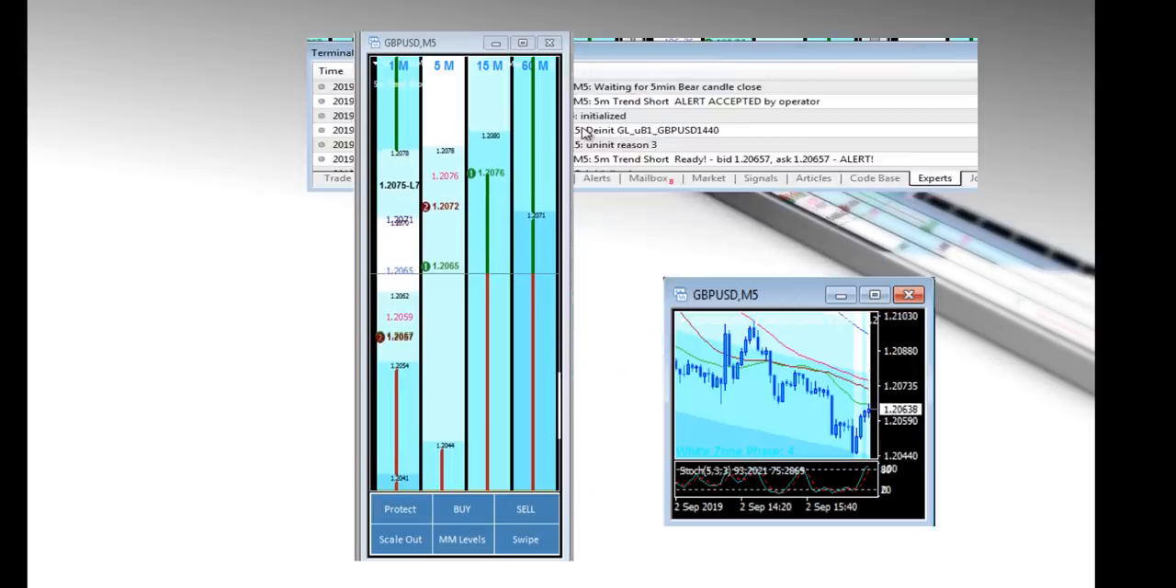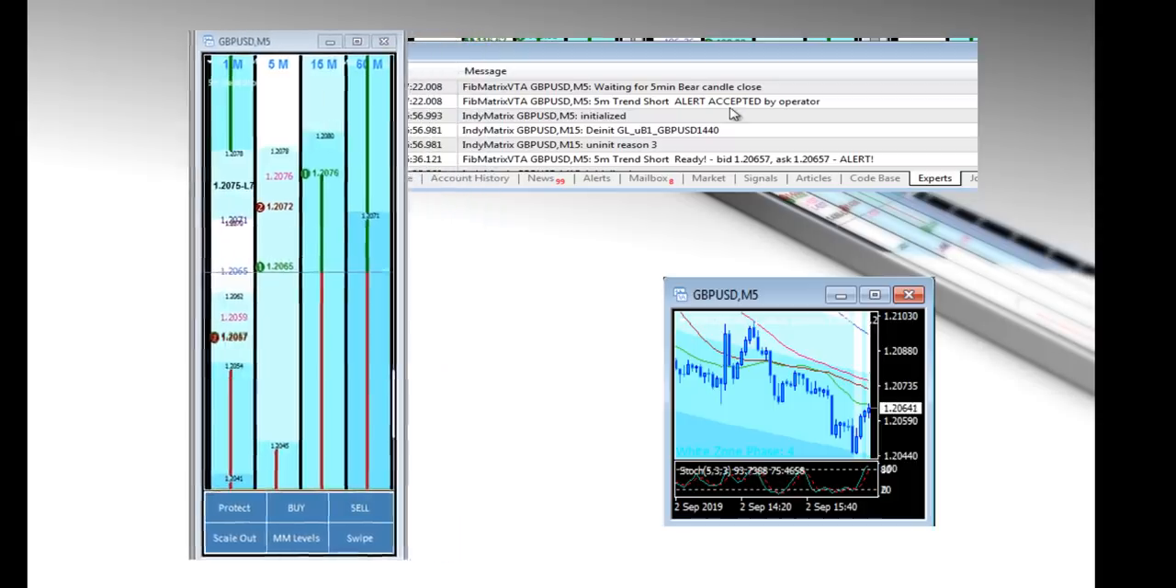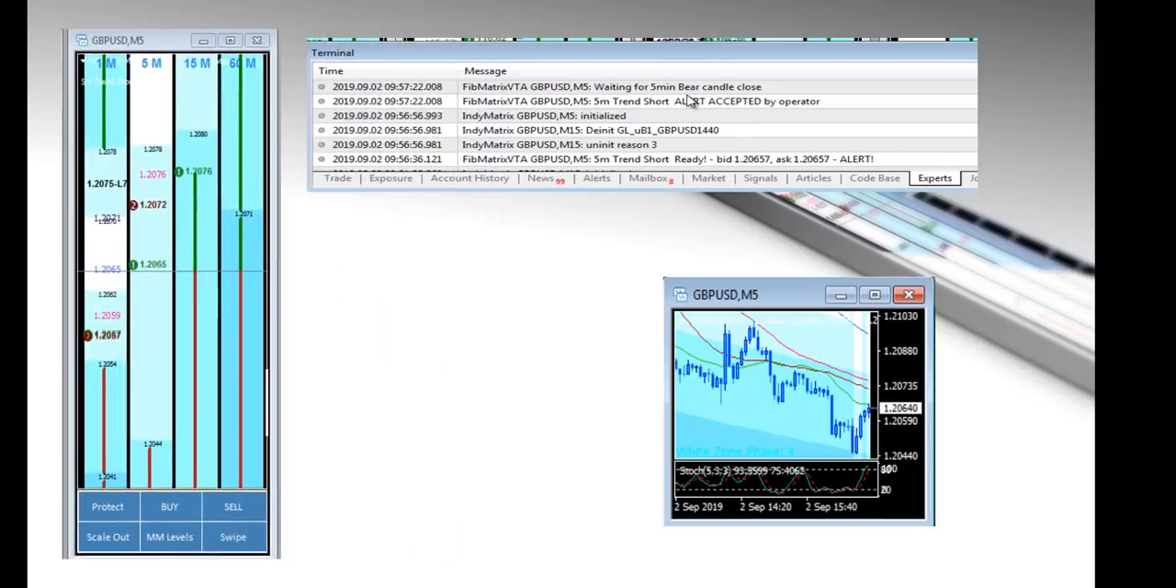Experts tab. Here it is. We accepted it. It's waiting for 5 minutes. So this is waiting for a big candle to close. So we'll be patient. We'll let it work itself out.